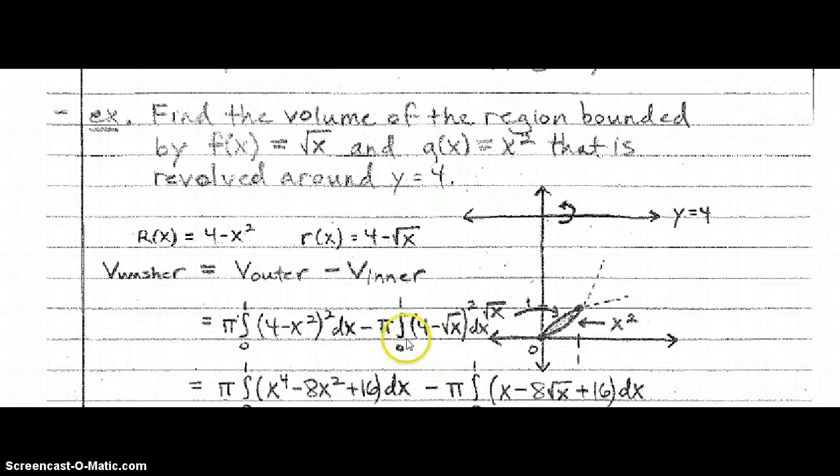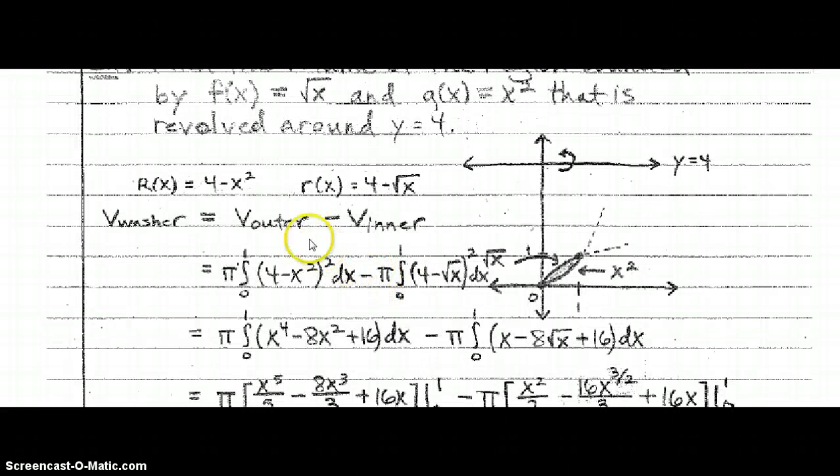Here's another example. Find the volume of the region bounded by the function square root of x and the function x squared that is revolved around y equals 4. This one's kind of unique because this time our region is down here. So the square root of x is actually what appears to be above, and x squared is below. And you could get that by plugging in values in between 0 and 1. For example, 1/2. The square root of 1/2 is actually going to be above 1/2 squared.